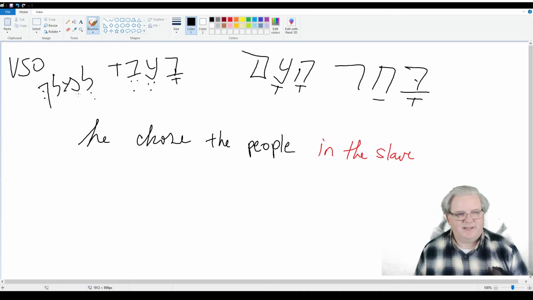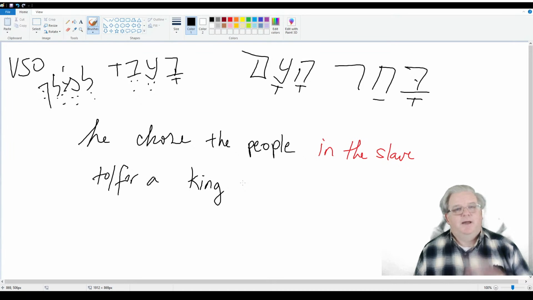This will be fun in class tomorrow. I can't wait. Lamelech for a king. 2 or 4. Let's put 2 or 4. A king. And let's make some decisions here. He chose the people in the slave for a king. That doesn't make any sense at all. That's the nonsense rule, right?